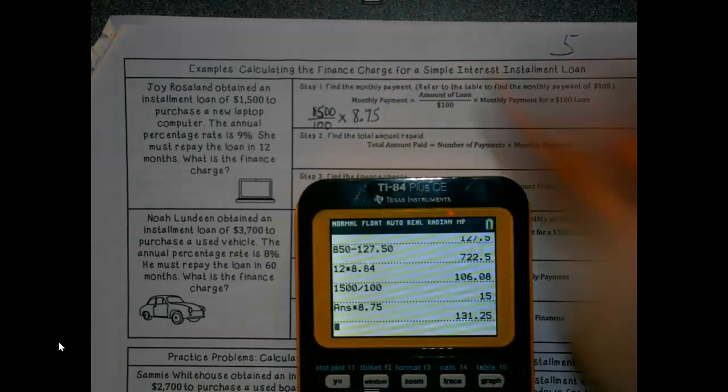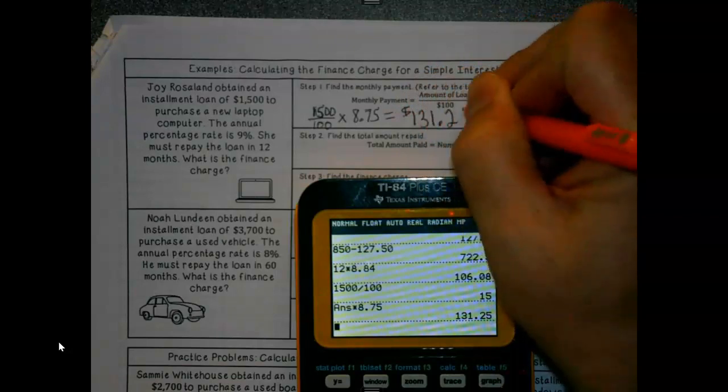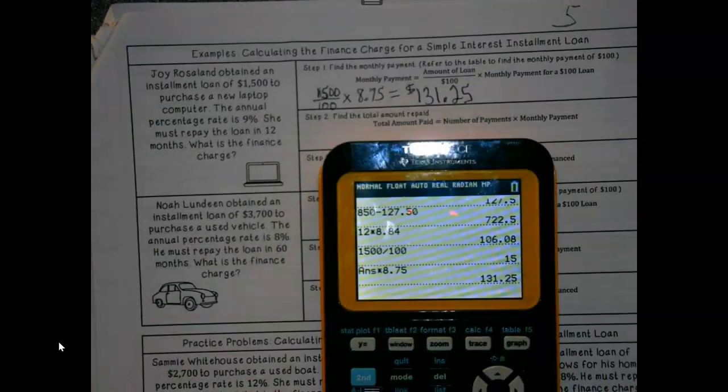So each month, Joy is going to be paying $131.25. Because I'm trying to figure out, I can't just do 1,500 times 9% and call it good, because each month your balance is going down because you paid some last month, so you're owing a little less interest each time, if that makes any sense.